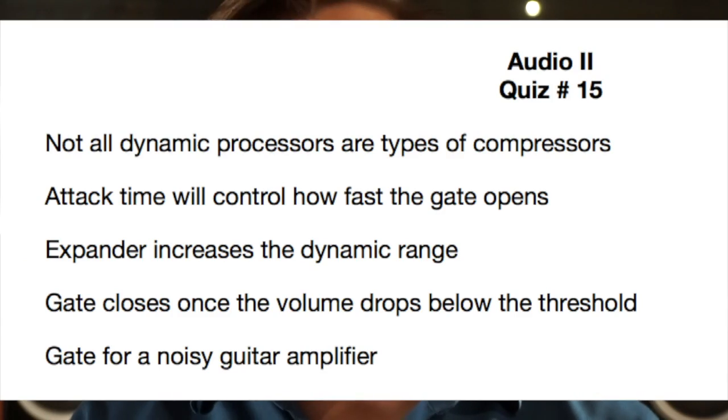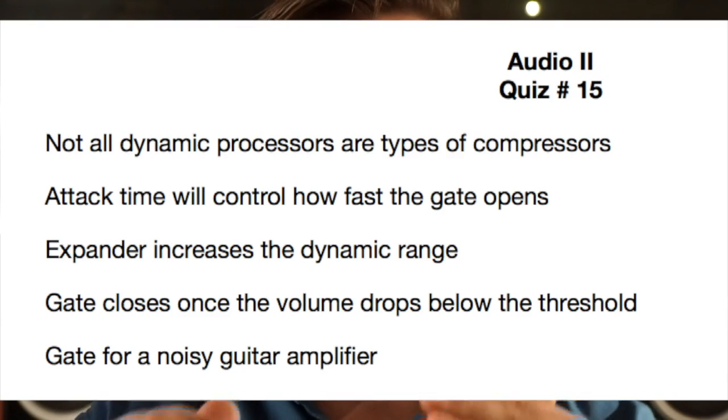All right, so this is the review for quiz number 15, talking about expanders and gates. The first point is that those are dynamic processors. Not all dynamic processors are versions of the compressor. These are doing kind of the opposite of what compressors do. Once the volume falls below a threshold, it is reducing the volume. So not all dynamic processors are types of compressors.